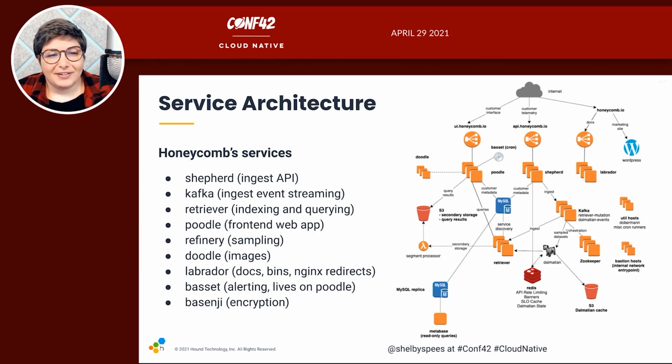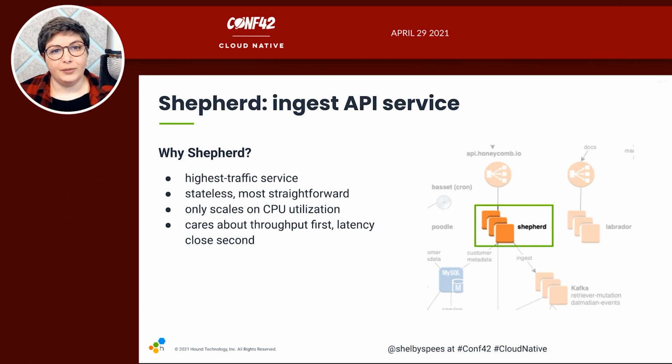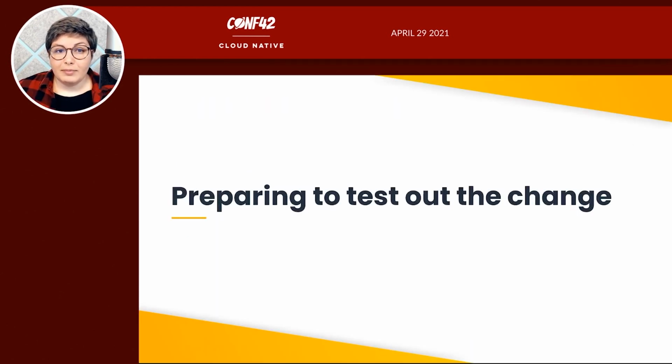So we have a number of different services, and the biggest ones include Shepherd, our ingest API service, Retriever, our columnar store and query engine, and Poodle, the front-end web application. So we've really stuck to this theme. For Graviton2, we chose to try things out on Shepherd because it's the highest traffic, but it's also relatively straightforward. It's stateless and it only scales on CPU, and as a service, it's optimized for throughput first and then latency. So we have a place to start.